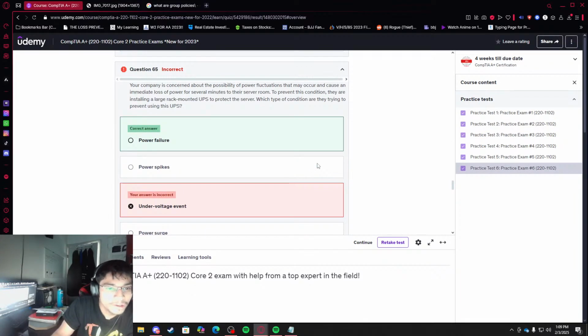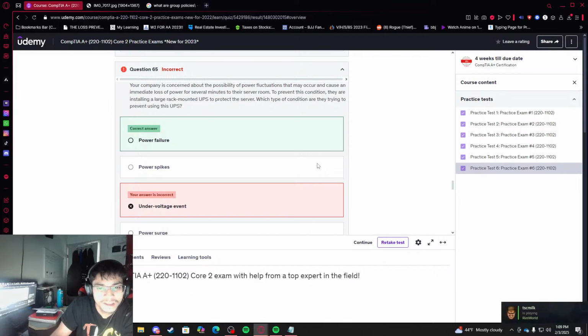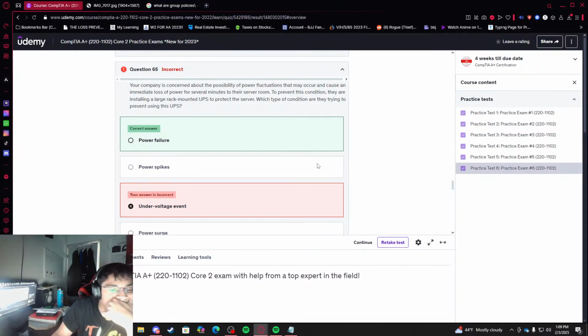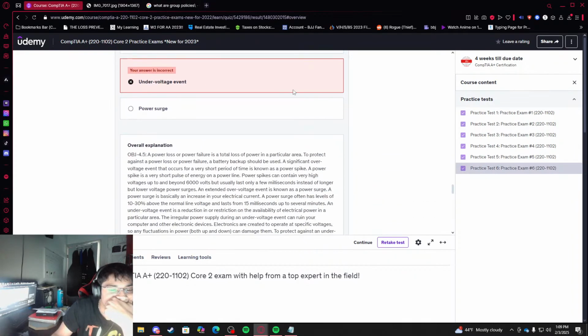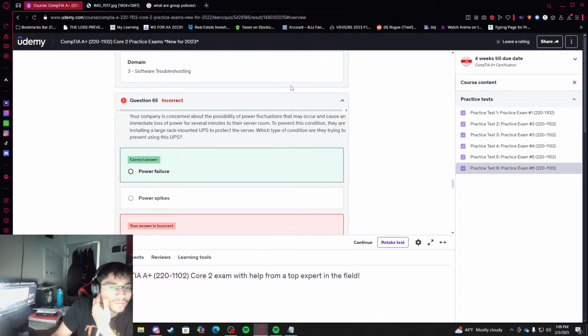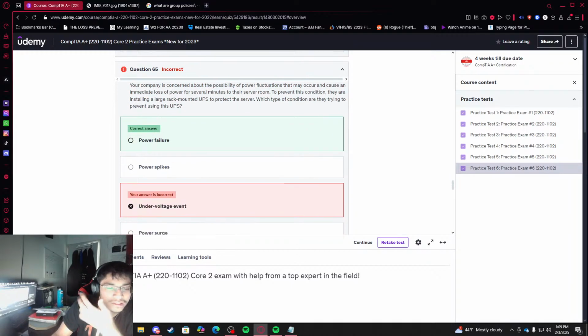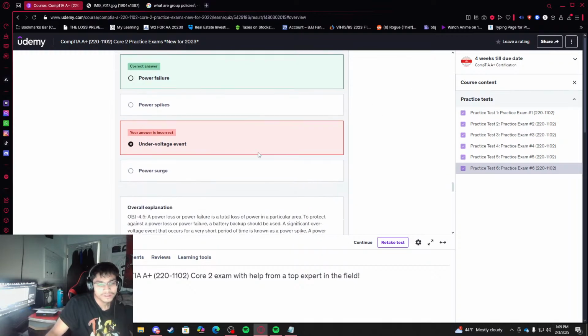Okay. Your company is concerned about the possibility of power fluctuations that may occur and cause immediate loss of power for several minutes to their server room. To prevent this condition, they're installing a large rack-mounted UPS to protect the server. Which type of condition are they trying to prevent using this UPS? God, this is self-explanatory. Key giveaway: immediate loss of power for several minutes to their server room.